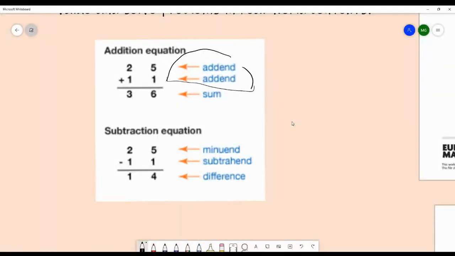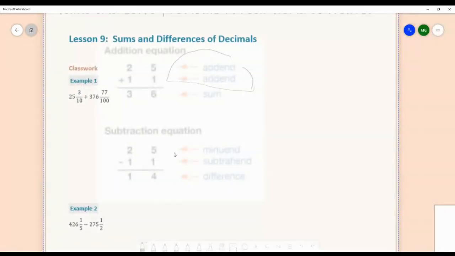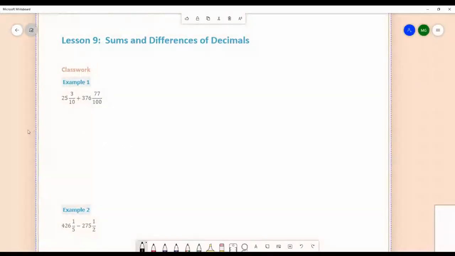In a subtraction equation though, the number that we are starting with is called our minuend, and what we take away from it is our subtrahend, or what we subtract from it. And then our answer to it is the difference. Those are some of the vocabulary words that you're going to see, and you might need to refer back to those. All right, so let's take a look on page 95 on number 1.